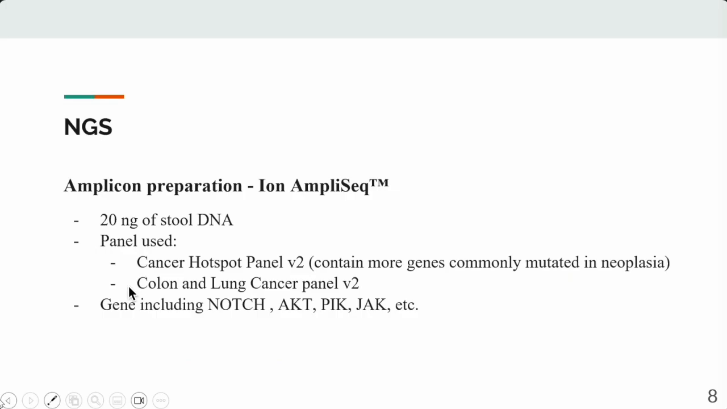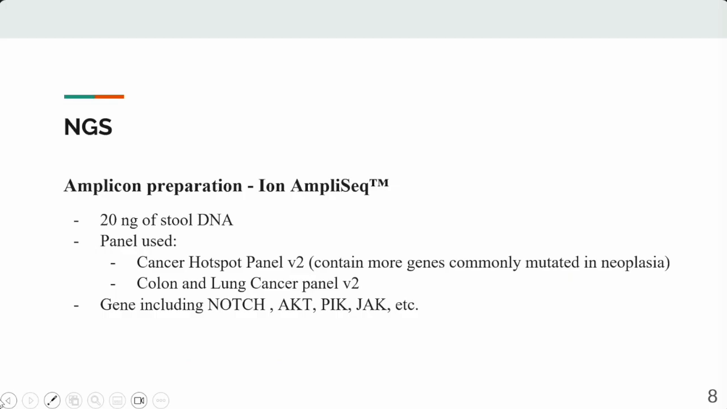The second one is the Ion AmpliSeq Colon and Lung Cancer Panel version 2. It consists of a primer pool for 92 amplicons from 504 hotspots in 22 genes frequently mutated in CRC. The genes included are such as NOTCH, AKT, PIK, JAK, ERB, and MAP2K, and these are only included in the first panel. All patients with gastric neoplasia and 19 patients with colorectal neoplasia were assayed using the first one, while the remaining specimens were studied by the second one.